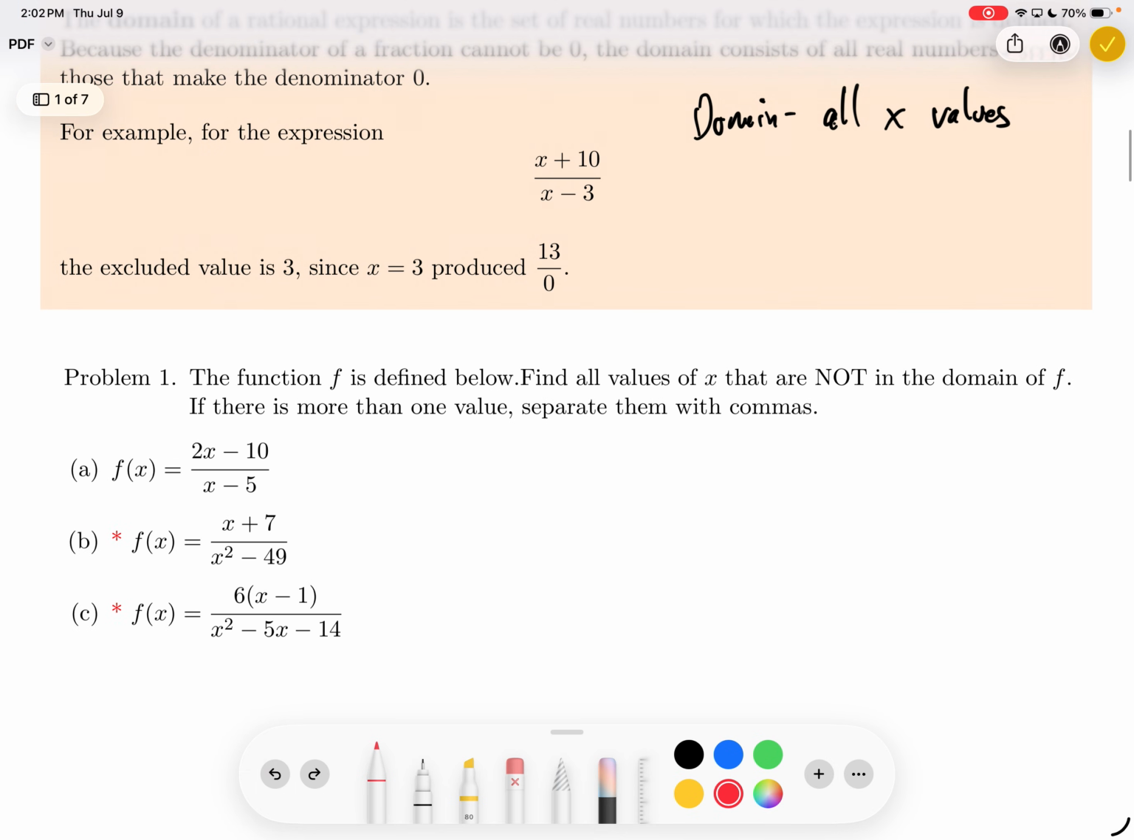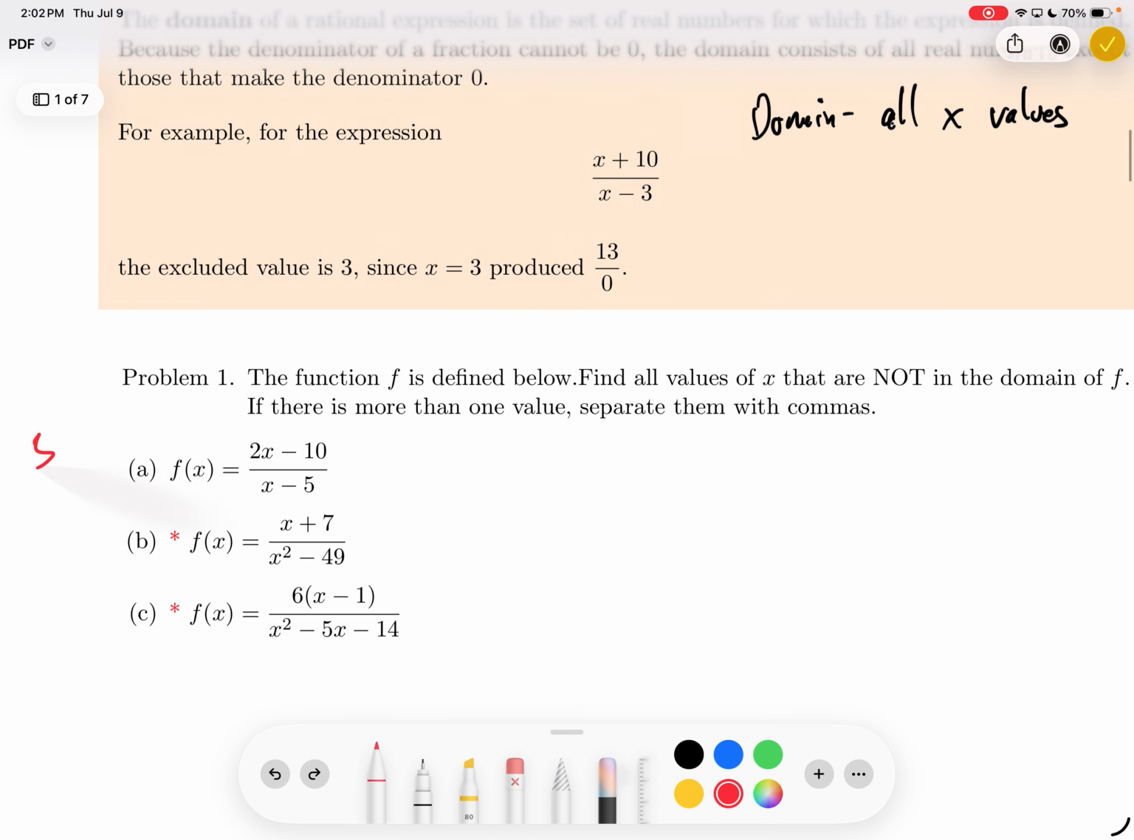So the way that we solve these is that we are going to set the denominator equal to 0. And on these, we're just trying to figure out the ones that are not in the domain. So we want to figure out what numbers make the denominator go to 0. The first one's pretty easy. You just do x minus 5 equals 0. Add 5 to both sides. That's the one number it can't be. If I plugged a 5 into that function, I would get a 0 in the denominator, and I cannot divide by 0.